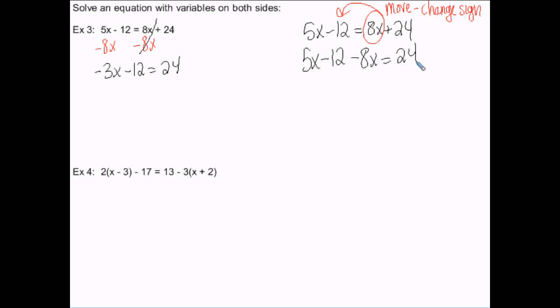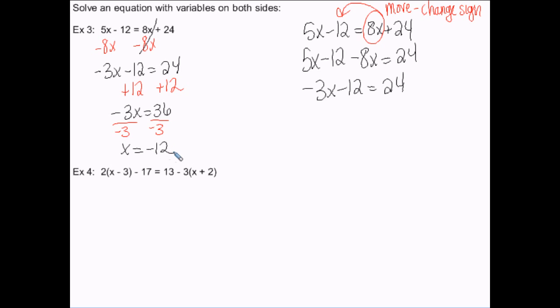So you can do that. You can just pick things up and put them on the other side if that's where you want them. You just have to change the sign. Okay. Either way, you still end up here. Then we can add 12 to both sides, and then divide by -3, and get x equals -12.